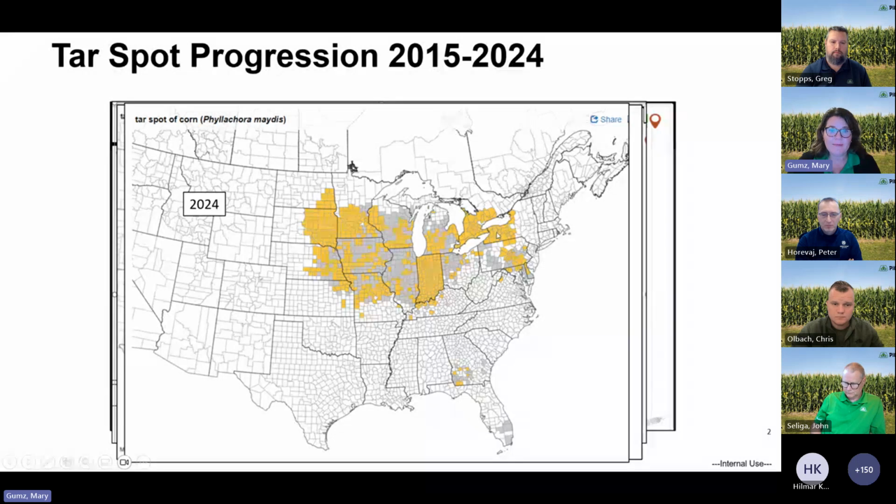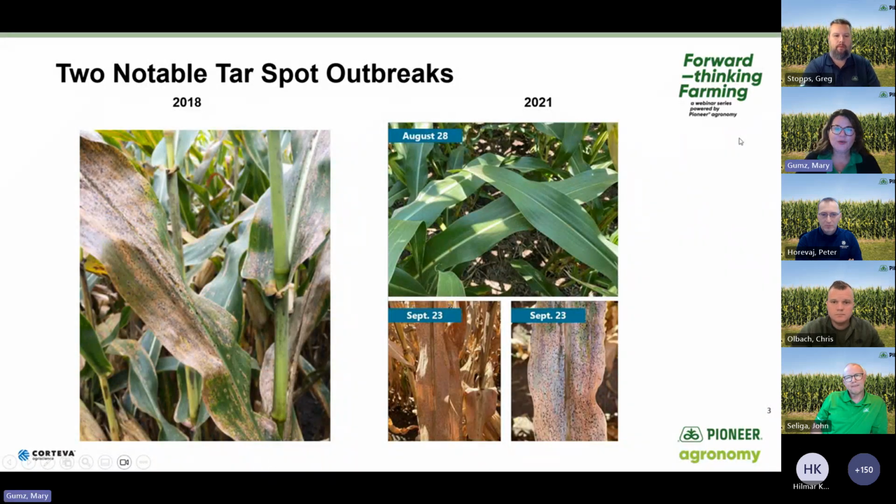It loves humidity. The Great Lakes are just kind of a natural incubator for it. And so we're seeing it spread along the Great Lakes, along the eastern seaboard. Any place where you've got that humidity to sustain it is really where you're going to see it quite a bit. So those two notable outbreaks, like I said, were 2018 and 2021.